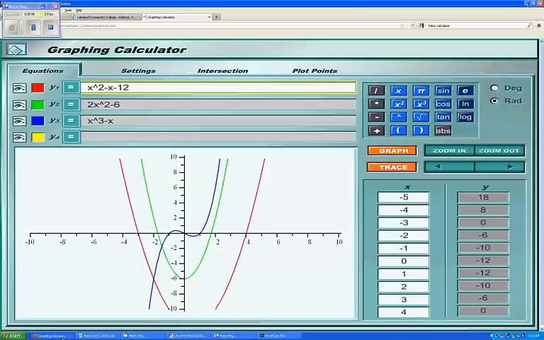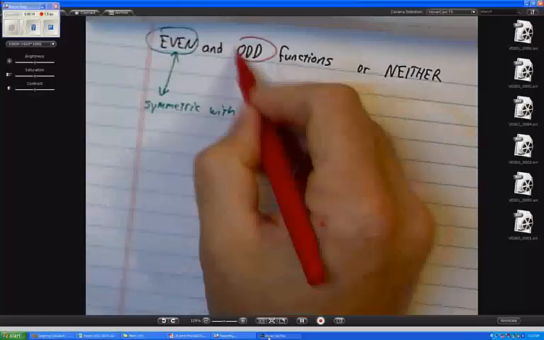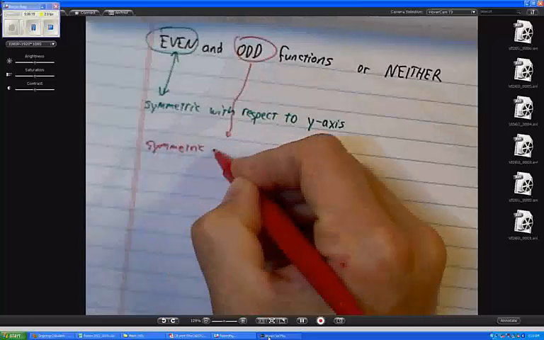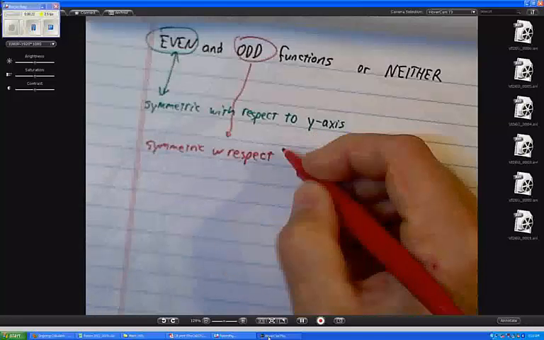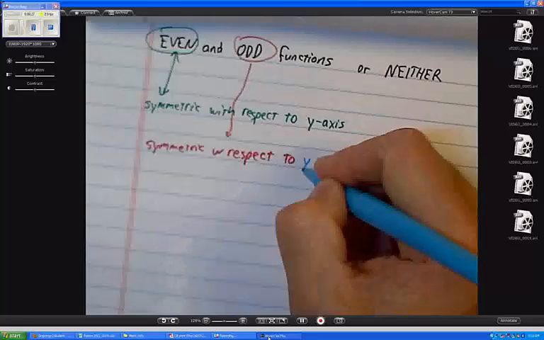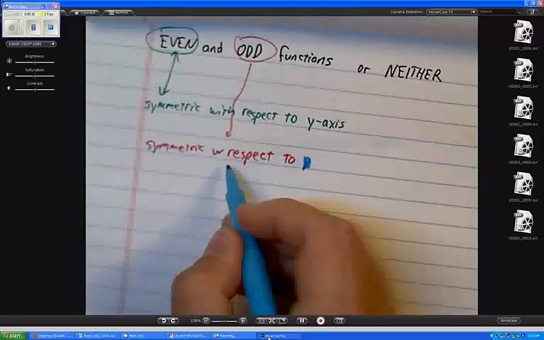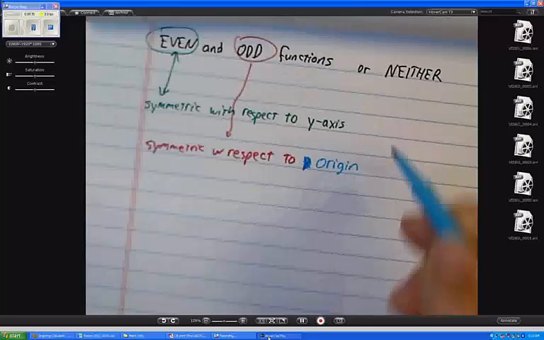Now, odd is different. Okay? Odd functions are, and let me do this in red, odd functions are symmetric with respect, oh, I shouldn't have done it in red. What should I have done it in? Blue. To the x-axis, no, not to the x-axis. Symmetric with respect to the origin. You can't be symmetric to the x-axis or you're not a function.